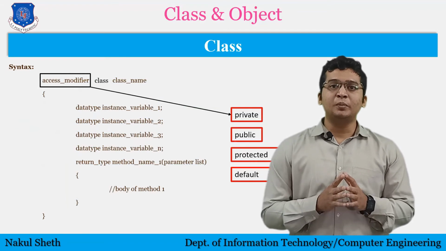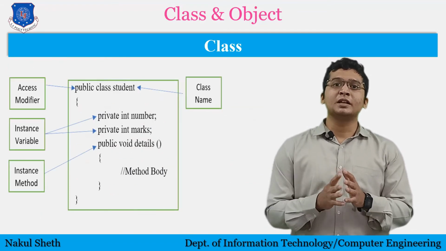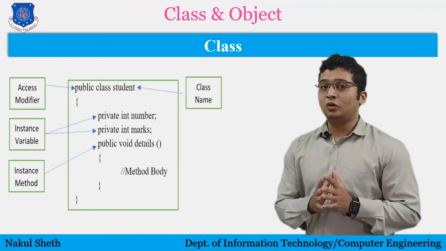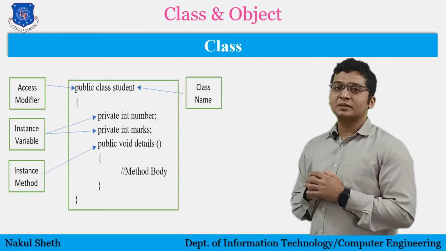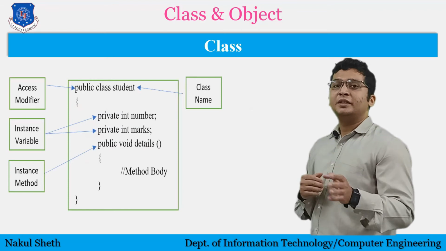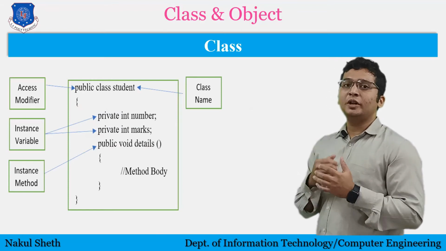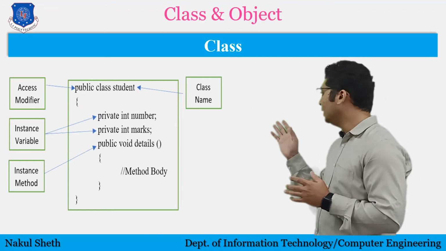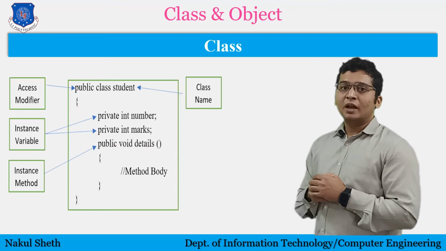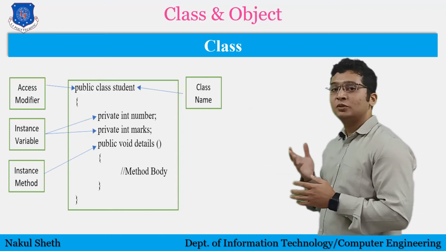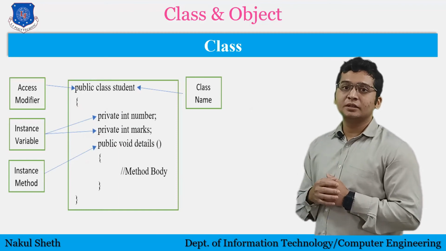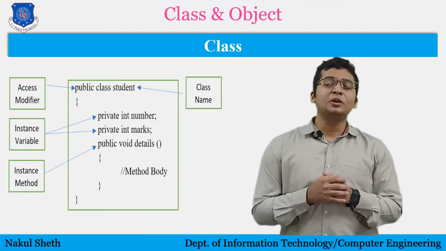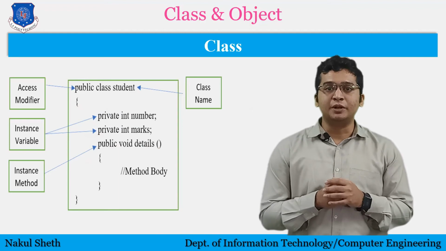Let us take an example of how to declare a class. We have a class called Student and we make that class a public class. Then in that class I have created two instance variables called number and marks. Below those variables there is an instance method named details. So this is all about class, and this is it for today's video.